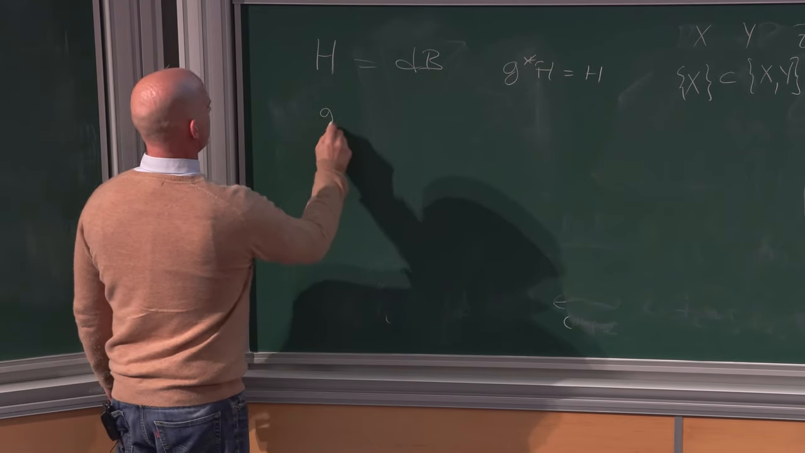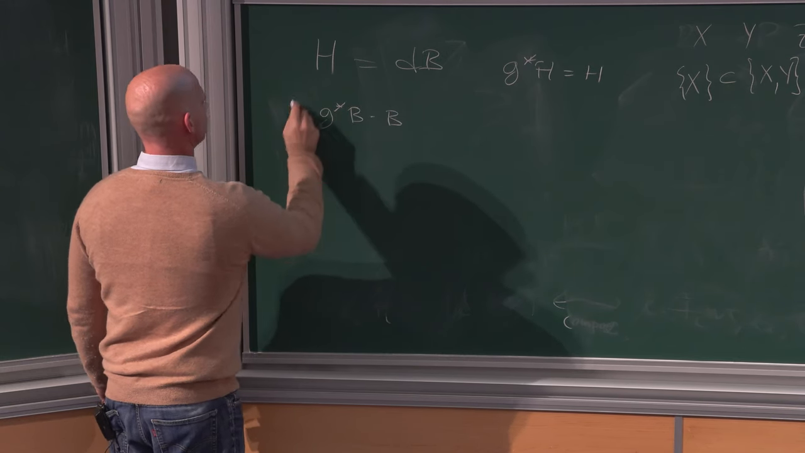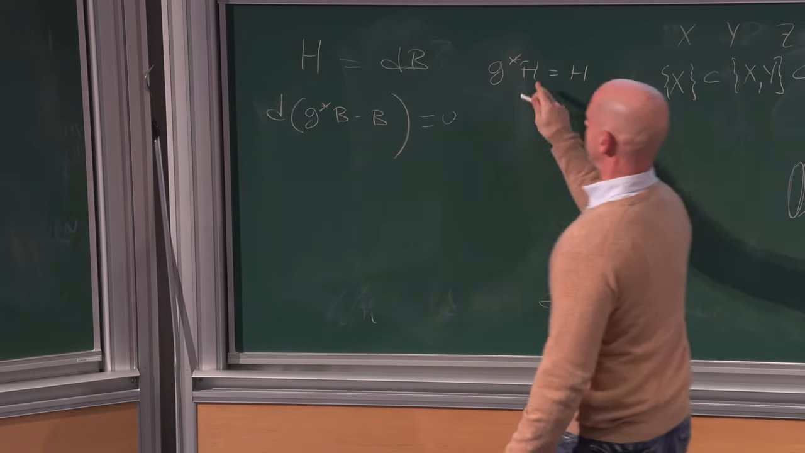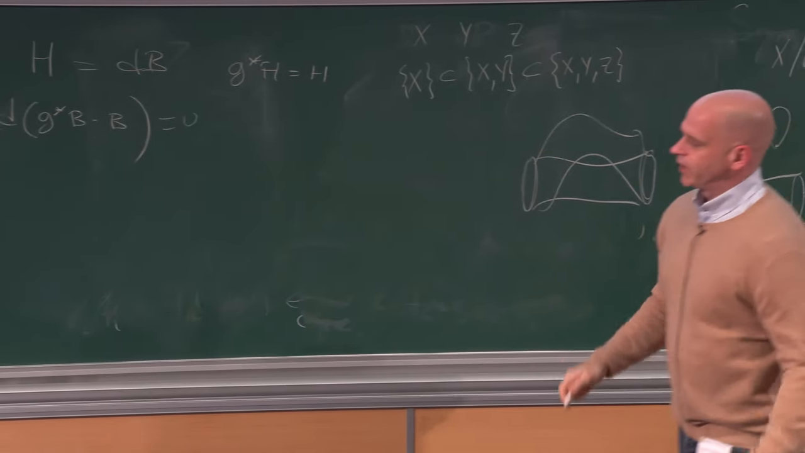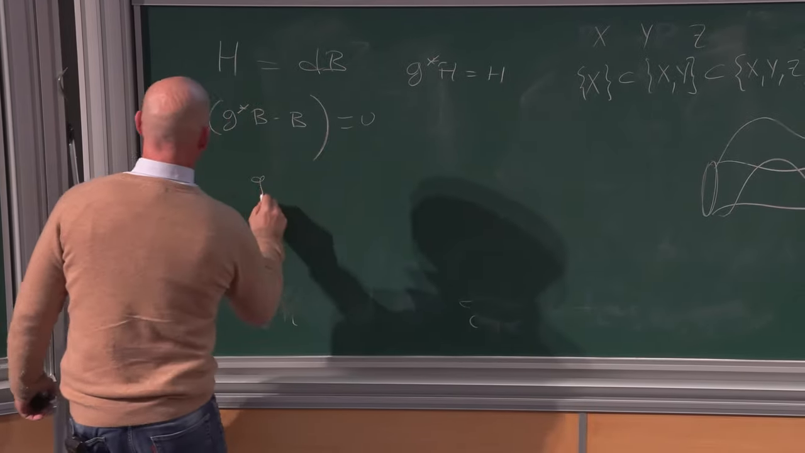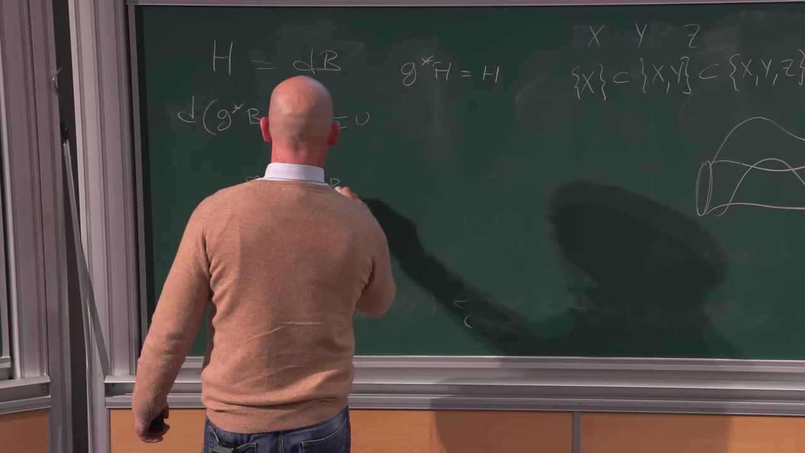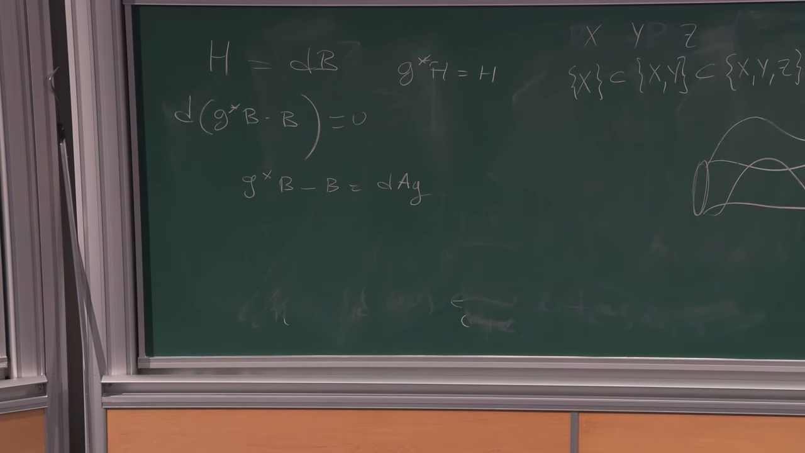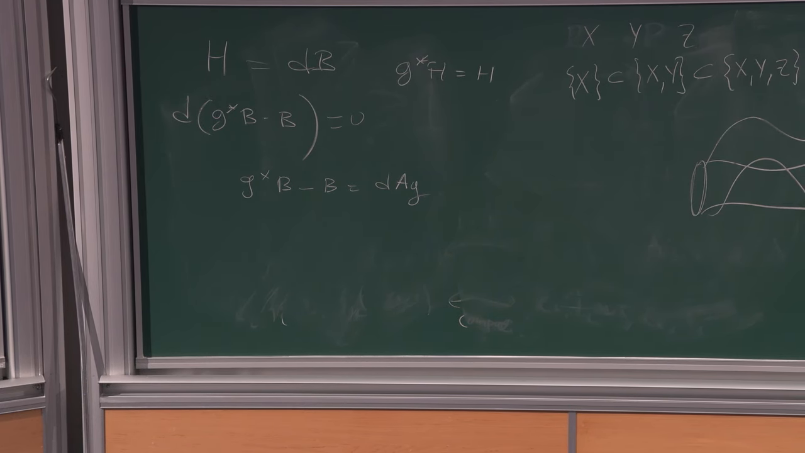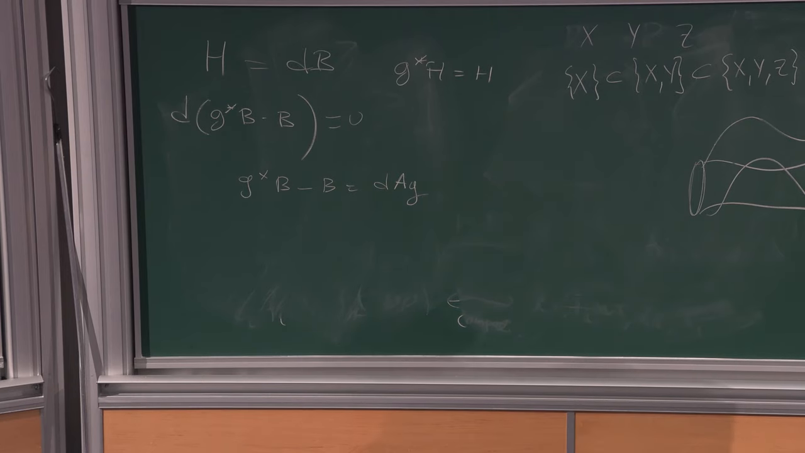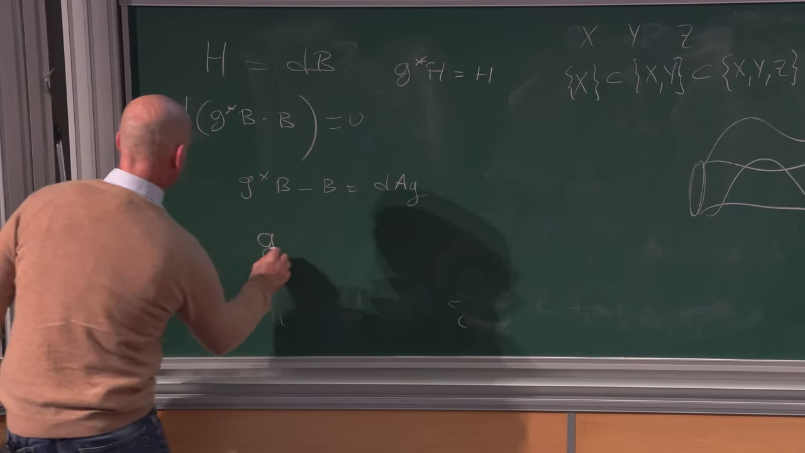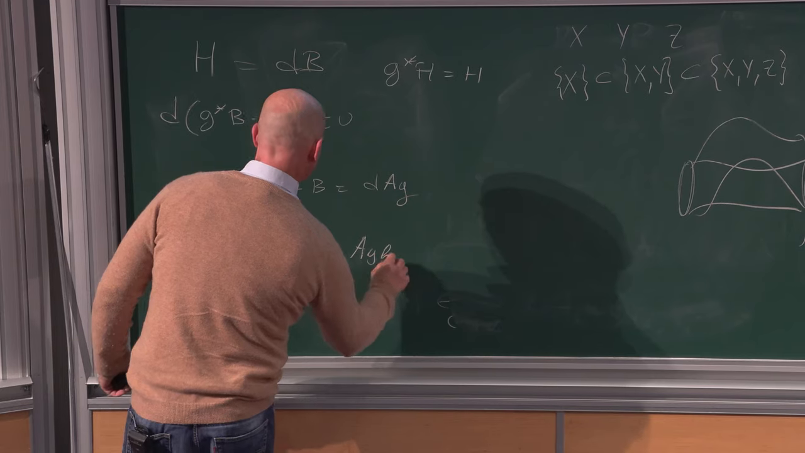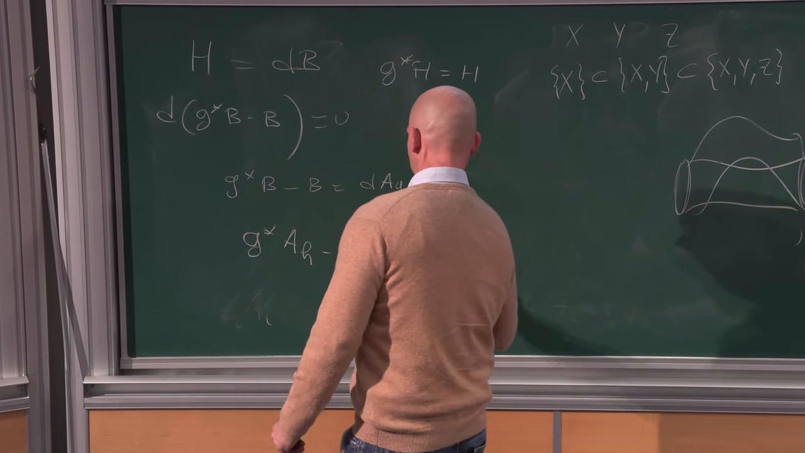Now, what can I say about g star of B minus B? It is zero because of that and that. Therefore, I can assume that it is exact if I am in a topologically trivial sense. Let me call the result A_g. So this is a one-form that depends also on g. And then I can continue with this. Let me consider g star of A_h minus A_gh plus A_g.